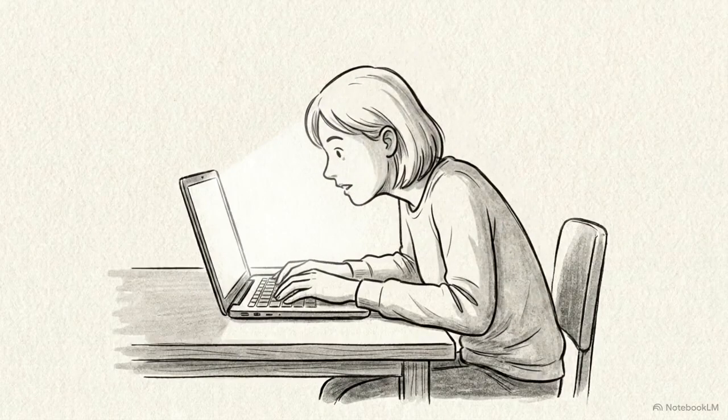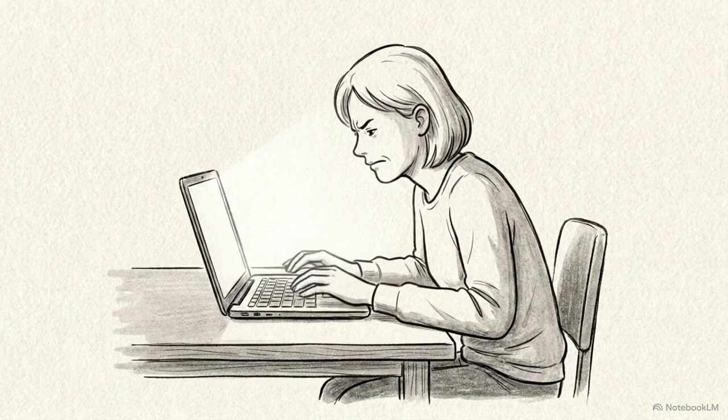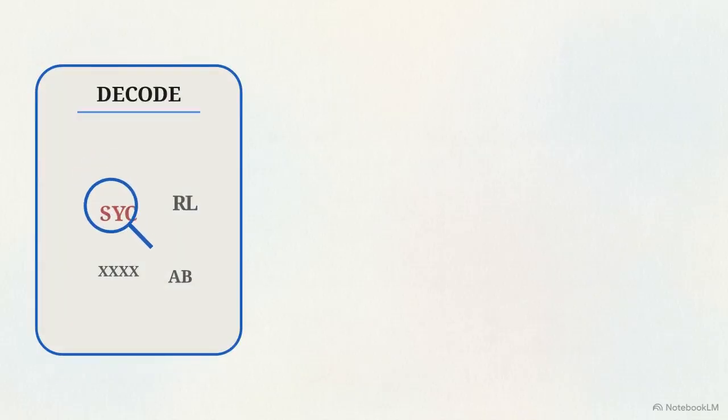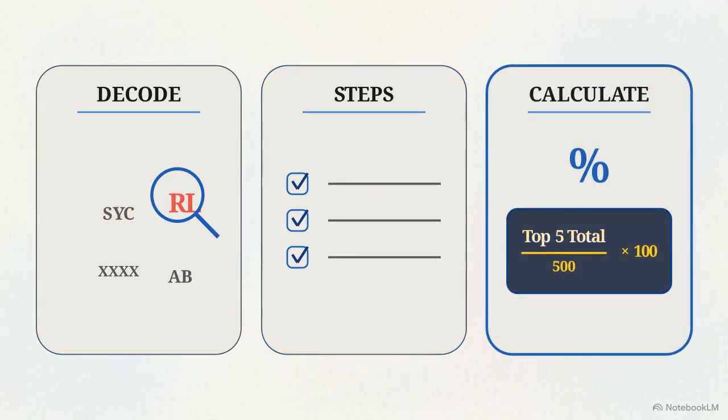You've waited weeks for your NIOS results. You log in, expecting to see a clear pass or fail, but instead you're met with a wall of confusing acronyms like RL, SYC, or 4X's. We are going to decode exactly what these letters mean, show you the specific steps to clear them, and finally calculate your official admission percentage.